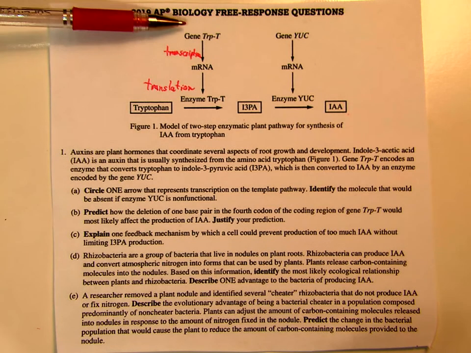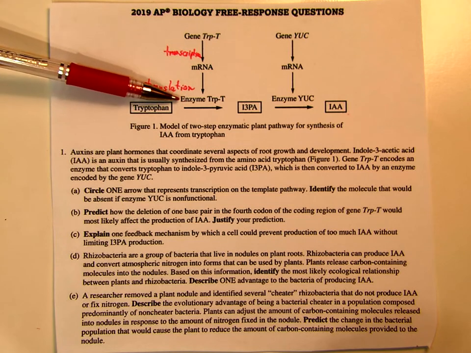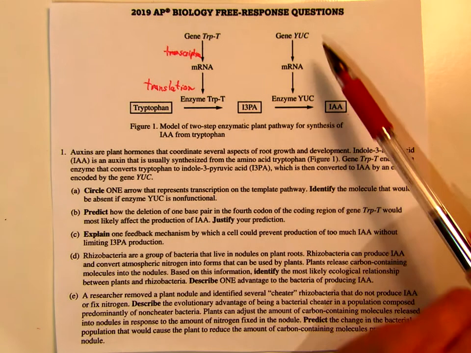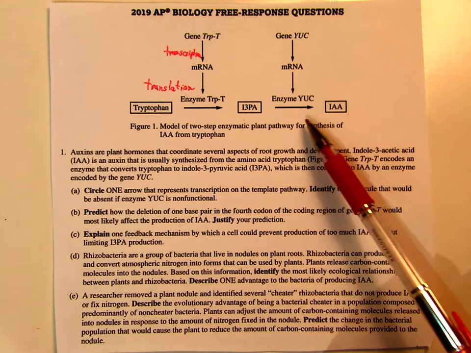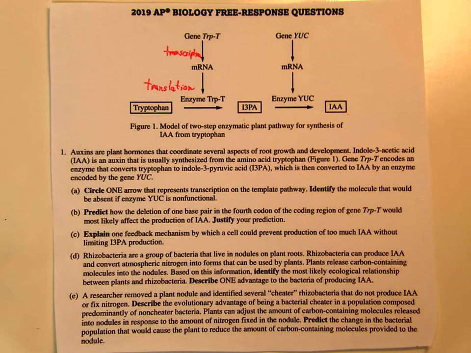They're showing you this gene codes for that mRNA, which gets translated into this enzyme, and this enzyme is necessary for the first step in this pathway. And then this gene gets transcribed and then translated into a different enzyme, which is needed for the second step in this pathway. All right?